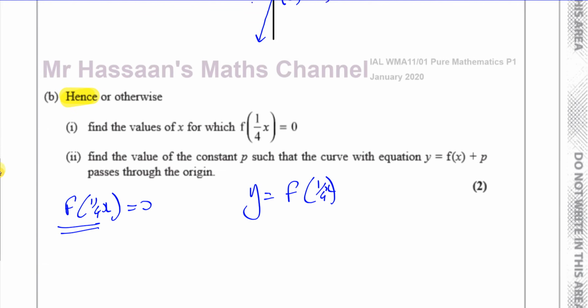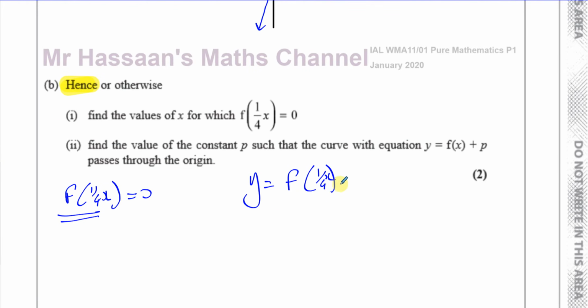So this is a transformation of y equals f of x. Okay, so f of a quarter x is the transformation in such a way that it's called a horizontal stretch of factor 4. Okay, so the curve has been stretched by a factor of 4.